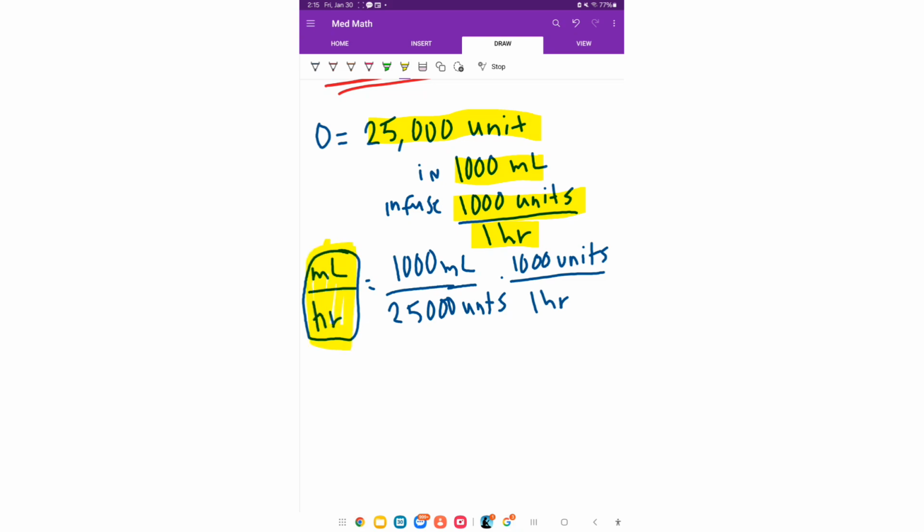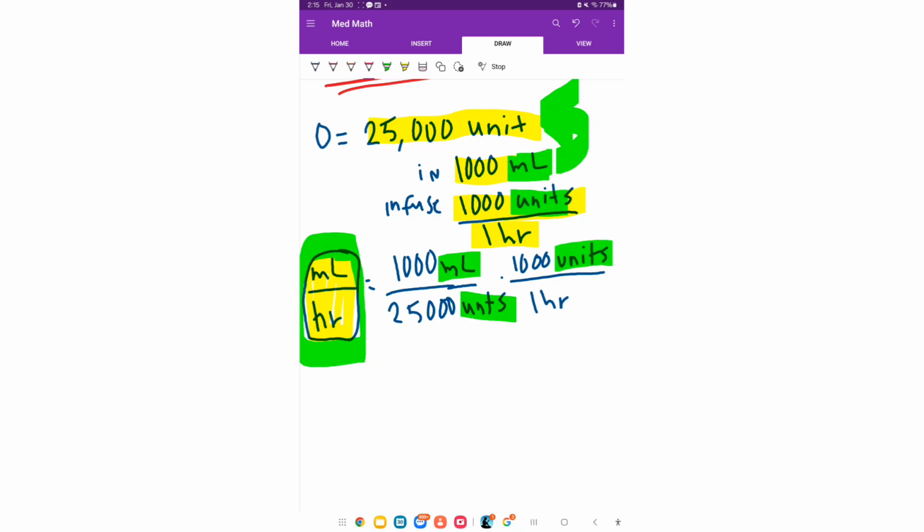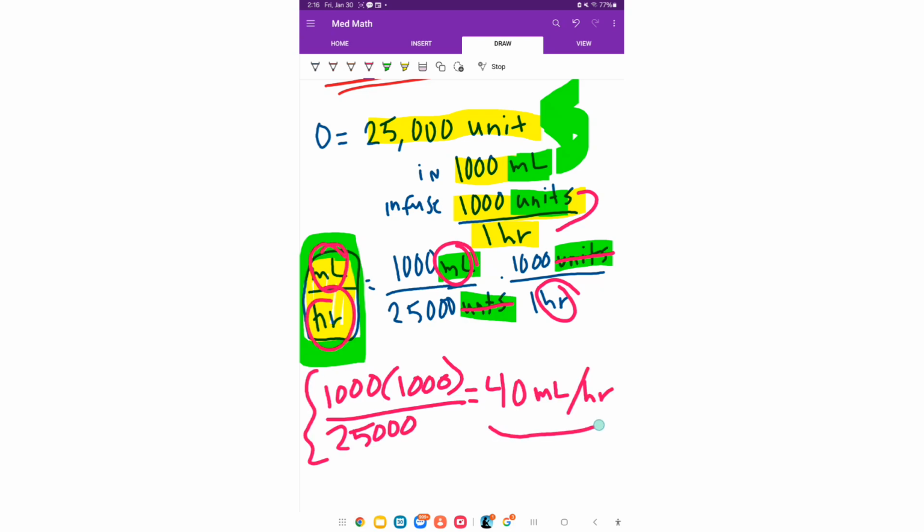I'm looking for something that will let me keep milliliters and hours. So if I look at my problem, I recognize that we have milliliters right here. So I write down milliliters and the ratio is right here, which is 25,000 units. So I want to cross cancel units because units is not what we're looking for. So I have units right here, the infusion rate, units right here. So I know that I can cross these two out and just write down the ratio for this. And this just so happens to be what we want. So I rewrite everything and I get 40 milliliters per hour.